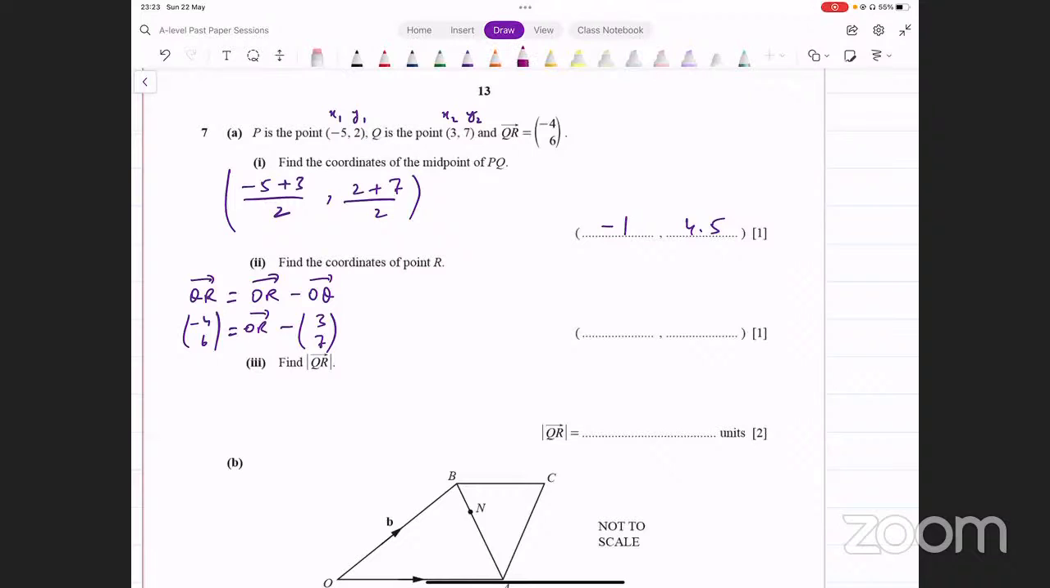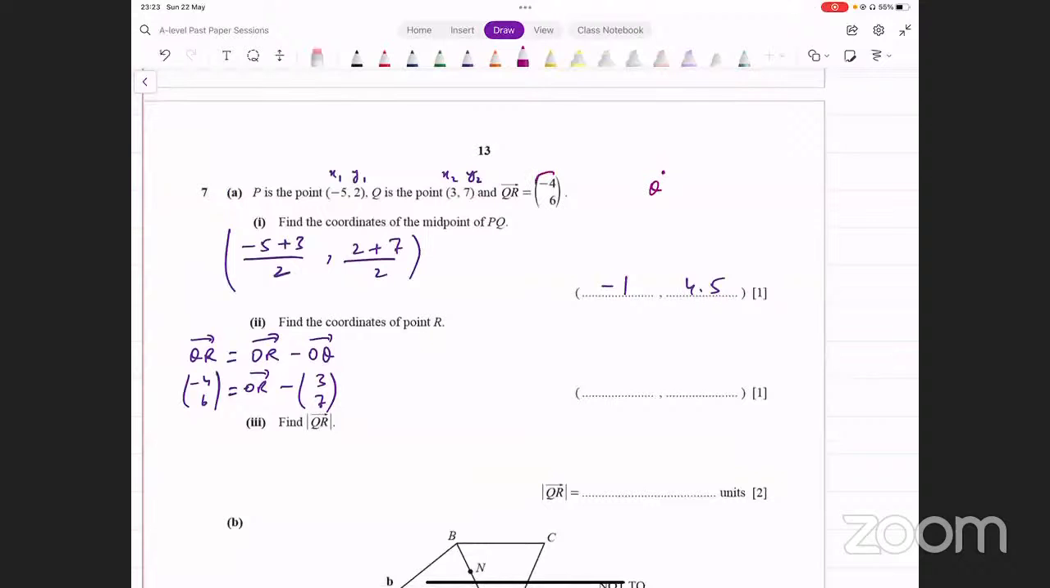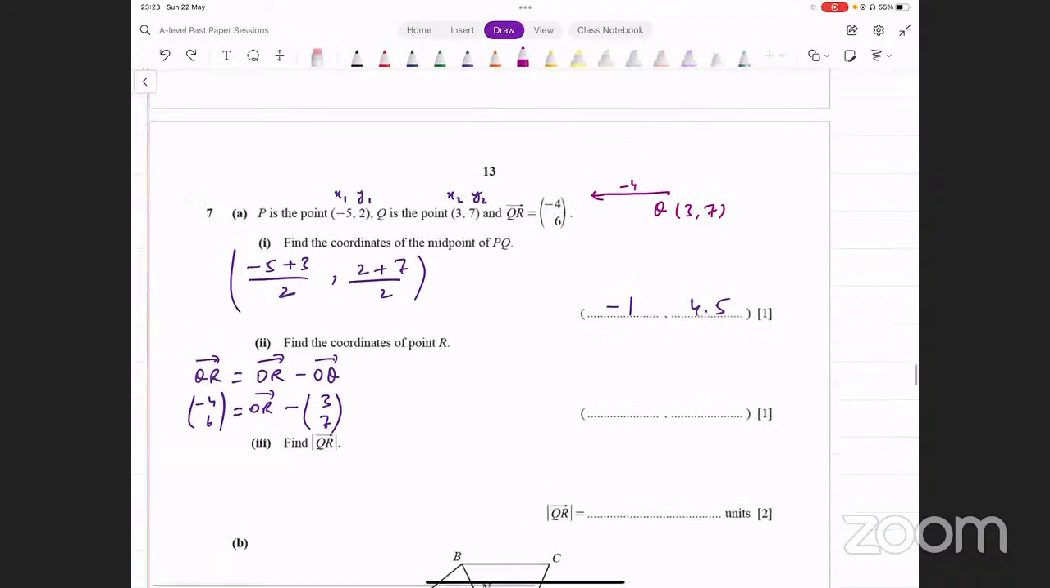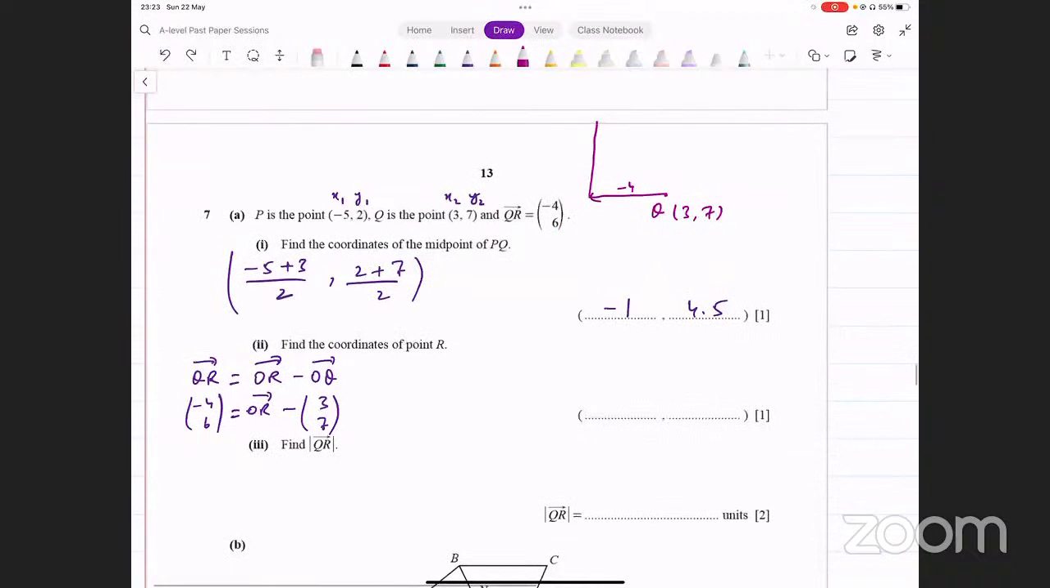Vector form में आप देखें. Q आपके पास एक पॉइंट है. Q से R पे जाने के लिए क्या करना पड़ेगा? तो अगर उसको मैं यहाँ पे लिखूं, so you've got this point Q here somewhere. Q से R पे जाने के लिए क्या करना है, -4. So you've got (3, 7) here, right? Q से R पे जाने के लिए 4 यूनिट्स आपने लेफ्ट पे जाना है. 6 वर्टिकल कंपोनेंट है. 6 यूनिट्स आपको ऊपर जाना है. So you can do it mentally like this.